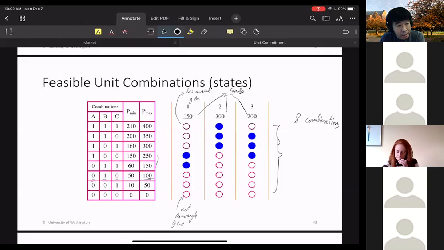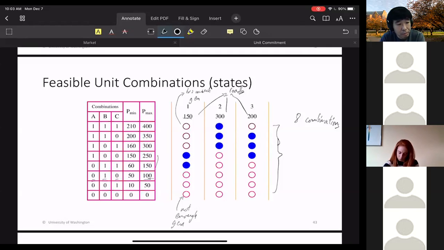Any question with this diagram? Yeah, go ahead. Do you see the 101? Which means generator 2 and 3 are turned on and 1 is turned off? 101 means A is on, B is off, C is on. The 101 is the A, so does the blue dot mean on or off?